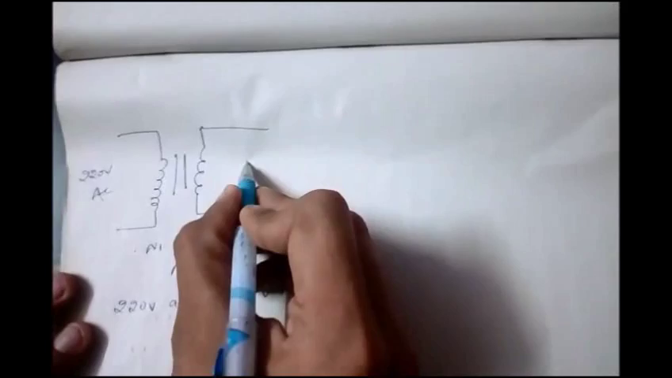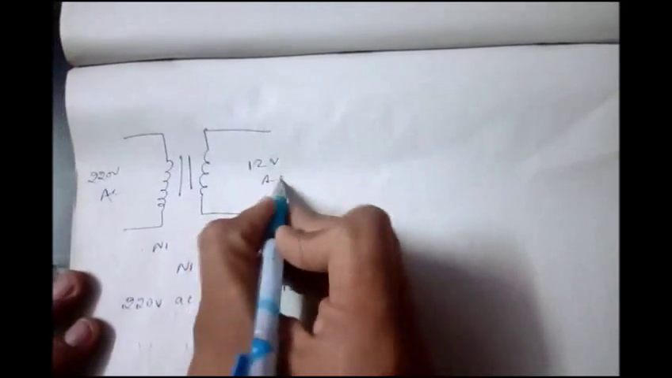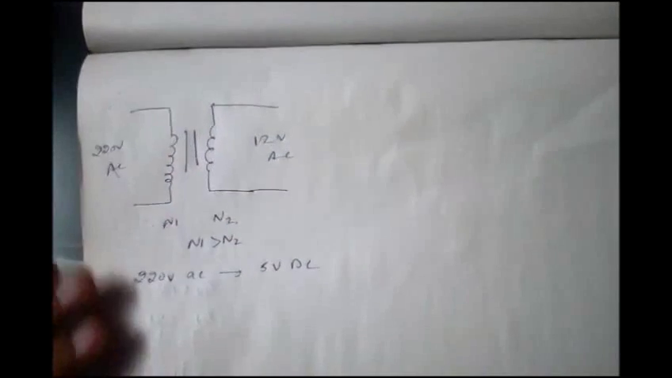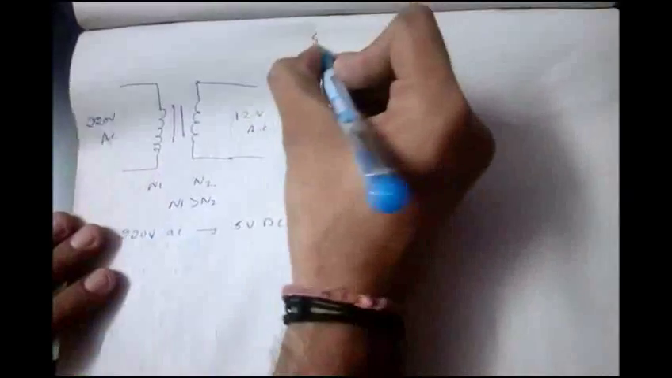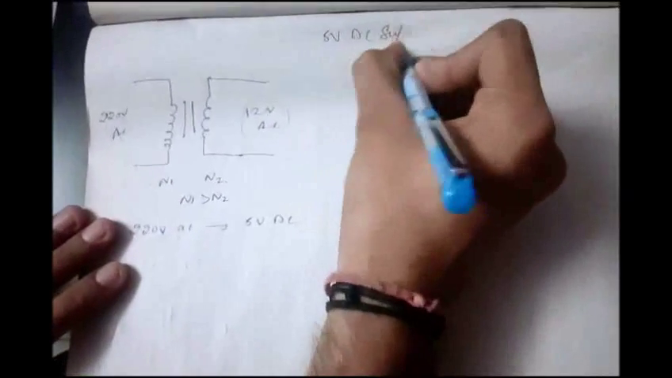Here we are getting the 220 volt AC supply, and on the output side of the step down transformer, we are getting 12 volt AC supply. For this we require the step down transformer. All the specifications of the components I will tell you at the end of the video. After this, what we need is 5 volt DC supply.